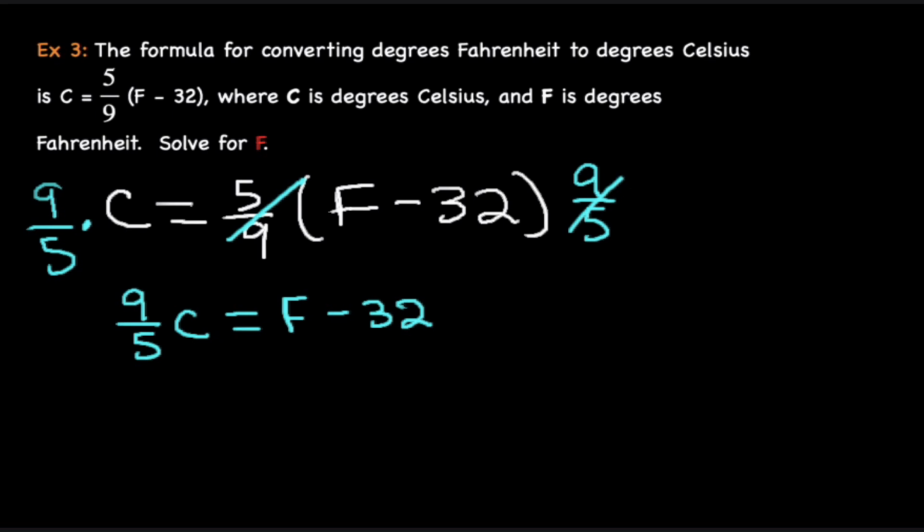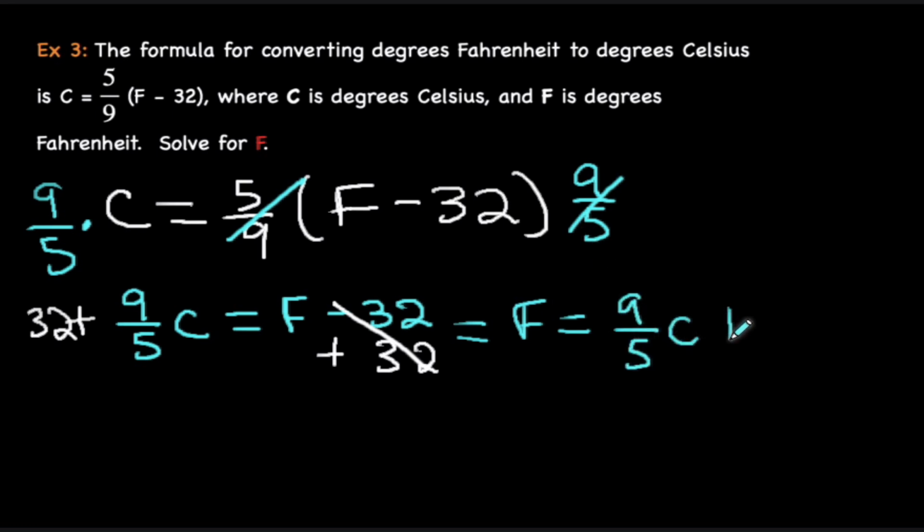Okay, so now we have minus 32 here, so let's get rid of that by performing the opposite operation, which is adding 32 to both sides of the equation. Okay, so now the minus 32 plus 32 cancels. So let's rewrite this to where the variable is on the left side. So we have F is equal to 9/5 C plus 32. Okay, and here we have solved for F. Okay, so let's go over the last example, example 4.